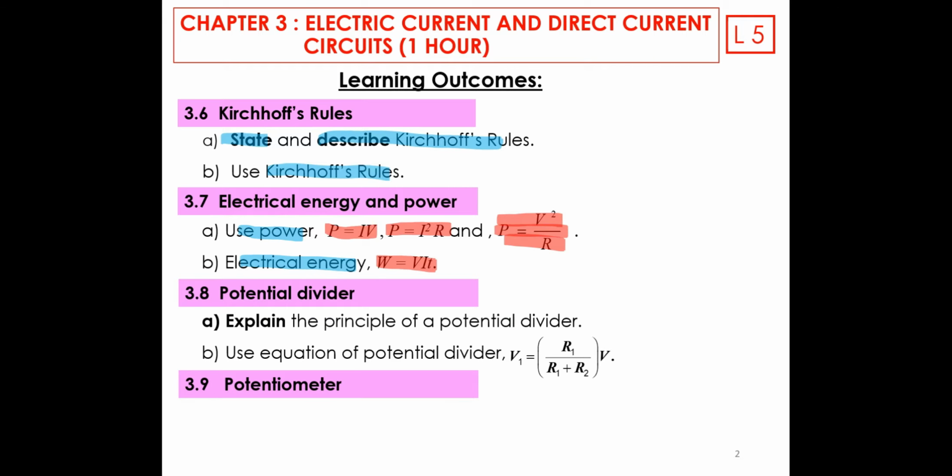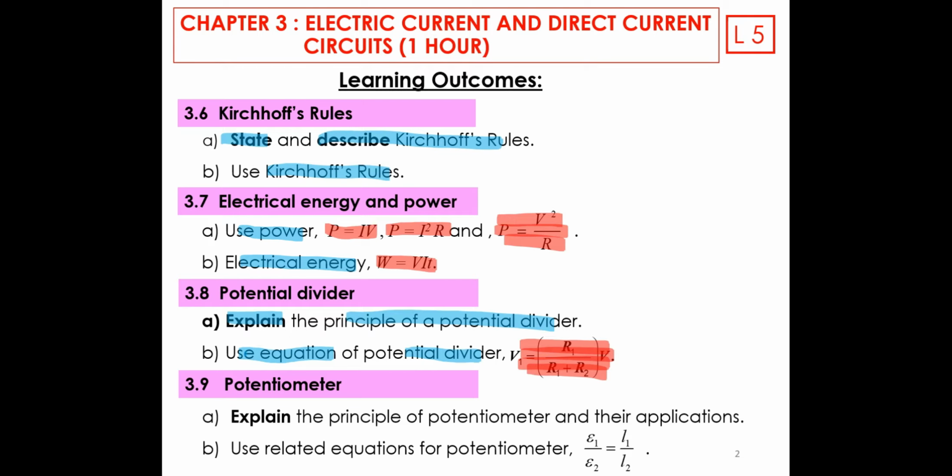Subtopic 3.8, the potential divider. The first outcome is you need to know how to explain the principle of a potential divider. And second is how to use the equation of potential divider: V equals R1 over R1 plus R2, multiplied by V.